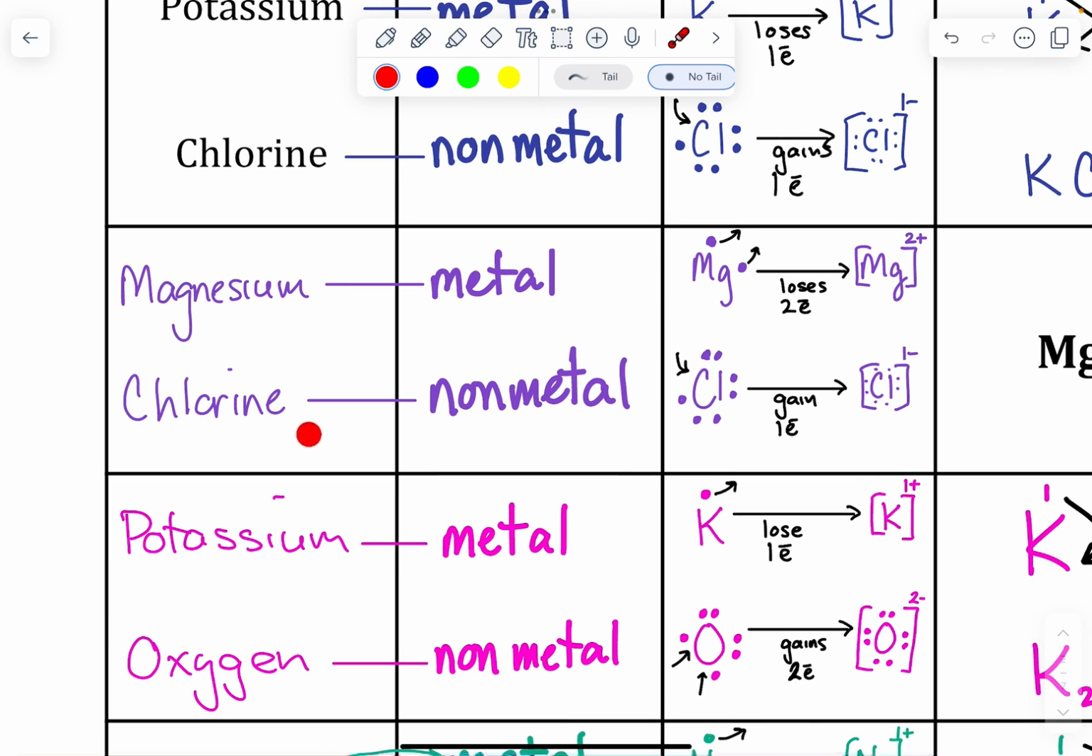Magnesium and chlorine. Magnesium is a metal, chlorine is a nonmetal. I look on the periodic table and I see magnesium is in column 2, so it has 2 valence electrons. It will lose those 2 electrons to have a charge of +2. Chlorine is in column 7, so it has 7 valence electrons. It will gain 1 to have a charge of -1.